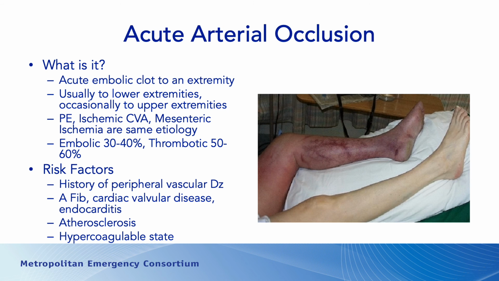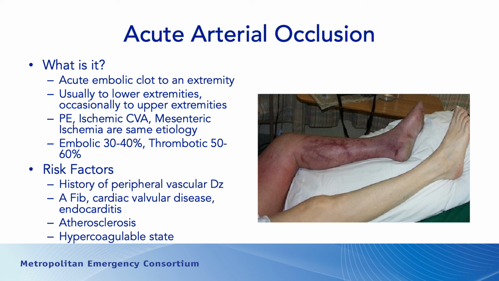The last condition I want to talk about is acute arterial occlusion. I got this picture, and when you look at it, it's like, which is the abnormal body part? Well, actually, it's supposed to be the right leg. It's cold. It's pale appearing. So, what is acute arterial occlusion? It's an acute clot to an extremity. It usually involves the lower extremities, one or both, depending on where the clot ends up. And occasionally, though, it can go to an upper extremity. It really is the same kind of disease process as pulmonary emboli or ischemic strokes or mesenteric ischemia. Same etiology.